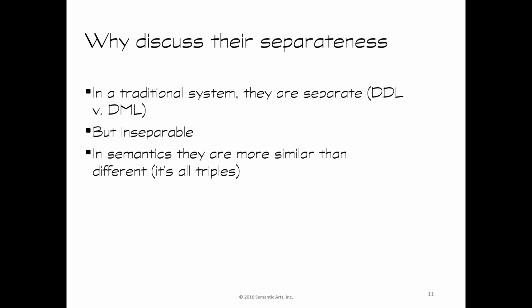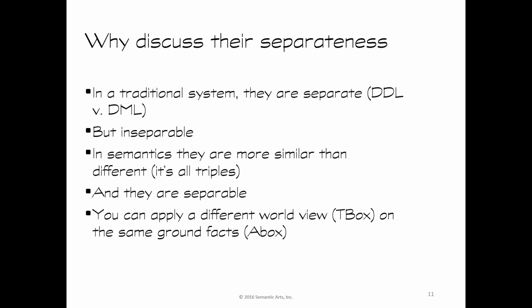Whereas with semantics, they're more similar than different. Everything is a triple. Everything in the T-box and the A-box is one mechanism. It's all triples, and you can traverse right through from instances up to the classes. And even though they're similar, they are separable. We can apply a different worldview. We can put a different T-box on the same ground facts. And you really can't do that in relational. You can't pick up one schema and say, gee, I wonder what that table would look like if I put another schema on top of it. That's just such a weird thing to even say.